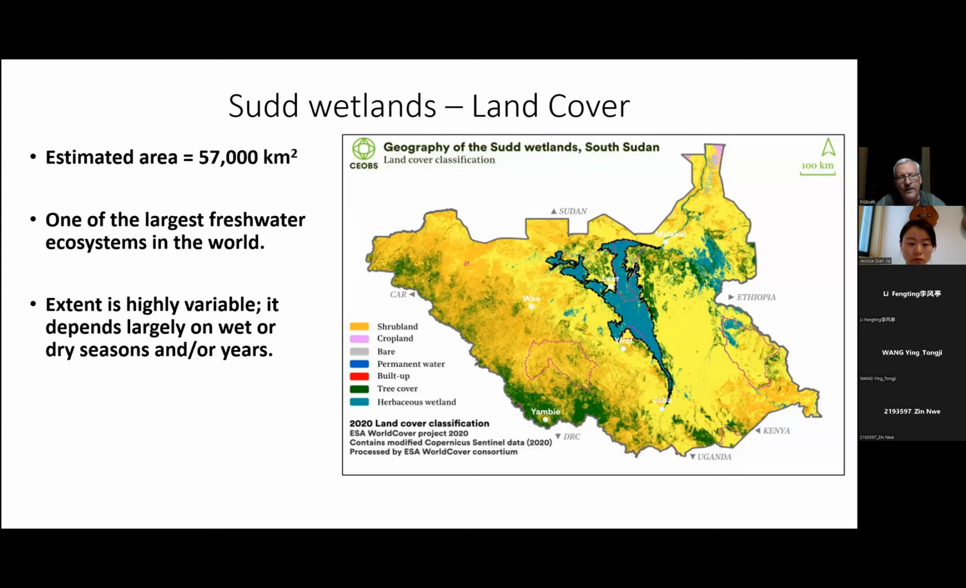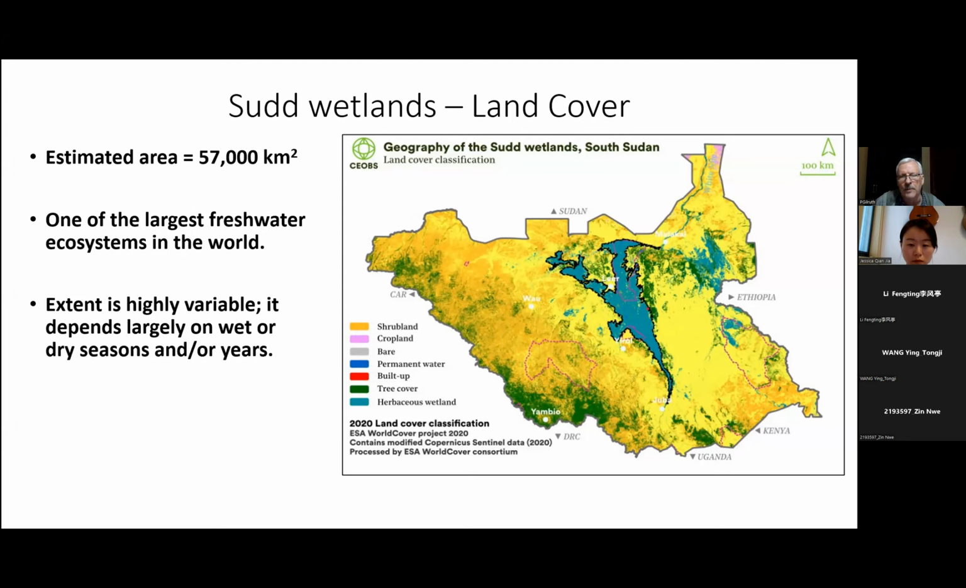However, that extent is highly variable. It depends on whether it's a wet year or a dry year. It depends on the wet season and the dry season, as you can imagine in a seasonal flooding situation. The other thing I would say is that when you look at this map, you see a lot of yellow and orange, and that's because of the grasslands and the shrublands.